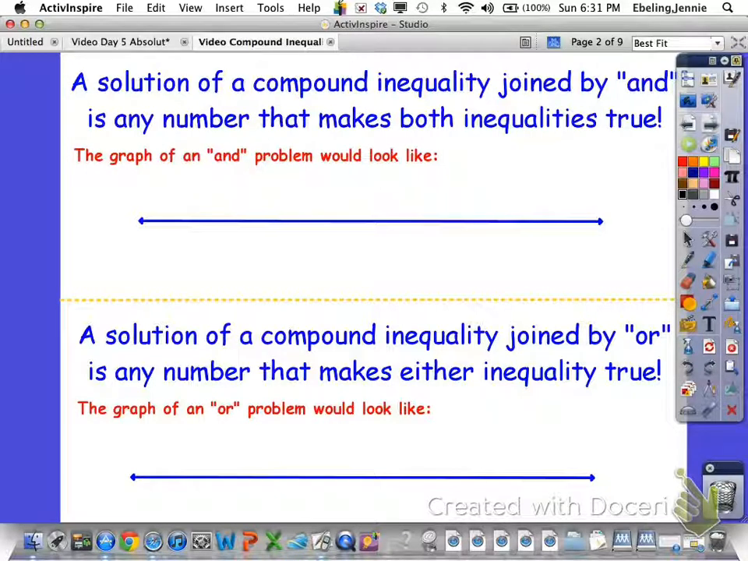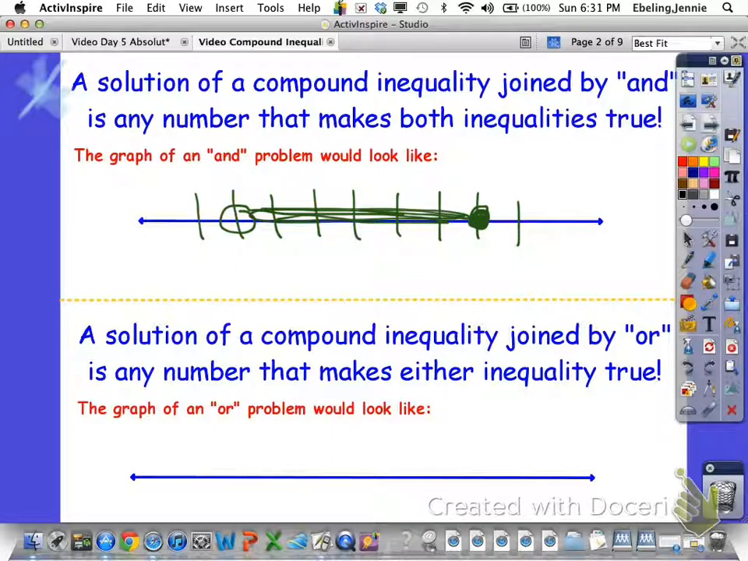But before we do, a solution of a compound inequality joined by "and" is any number that makes both inequalities true. The graph in an "and" problem would look like this. It usually has your numbers on a number line. It will have a point colored in, or it could have open circles, but the shading is in the middle. The shading is the overlapping region of the two separate graphs. The overlapping region, those are the numbers that make both inequalities true.